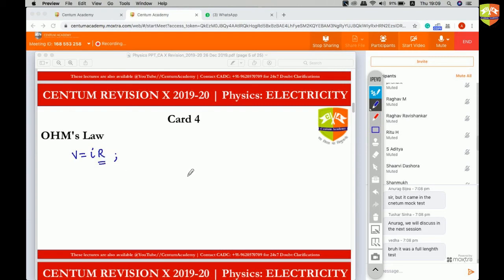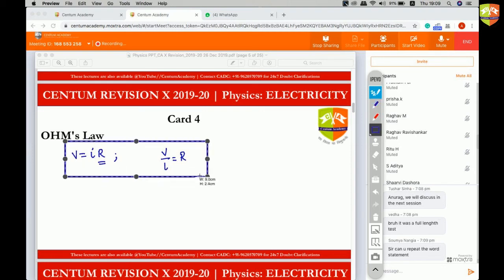The next topic we have to discuss is a very important one, Ohm's law. What is the statement of Ohm's law? Mathematically, it is V equals IR, and in words, across a conductor, the voltage applied is directly proportional to the current drawn, or the current drawn is directly proportional to the voltage supplied. Clear or not? This is the statement of Ohm's law. V equals IR.